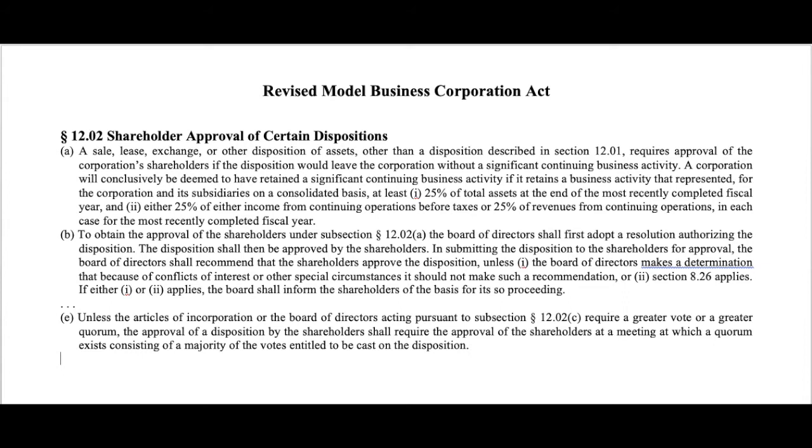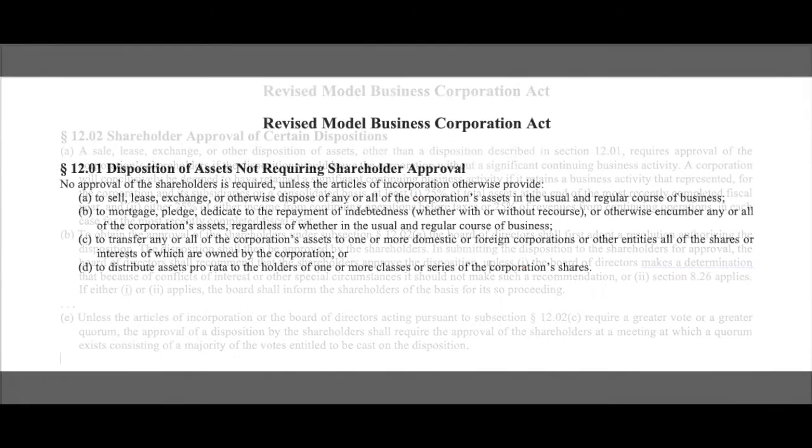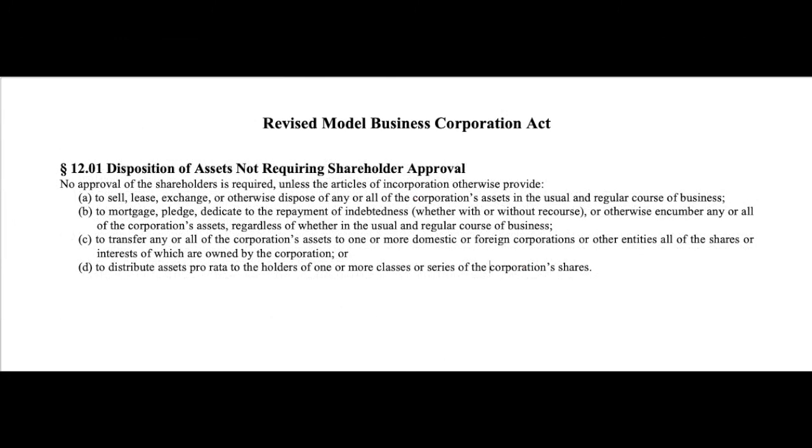12.02b and E set out some rules for how the shareholder approval happens. First of all, 12.02b says there has to be a plan for the asset distribution approved by the board, and then that plan has to be submitted to the shareholders who have to approve it by a vote of a majority of a quorum.